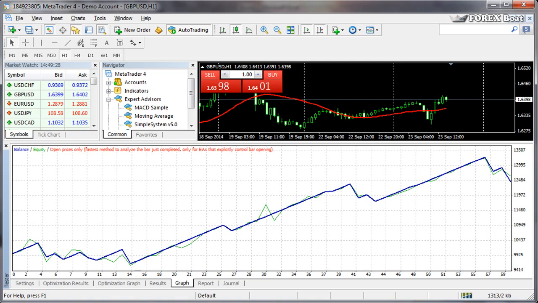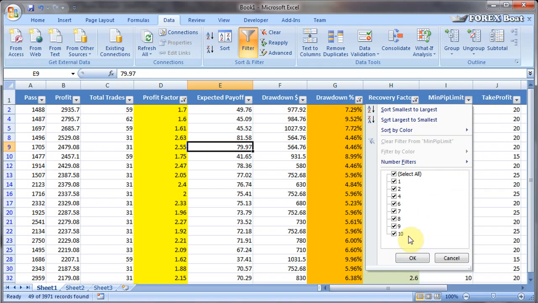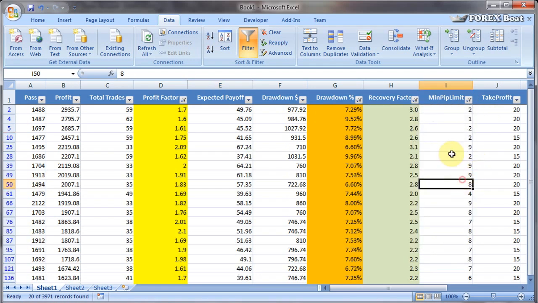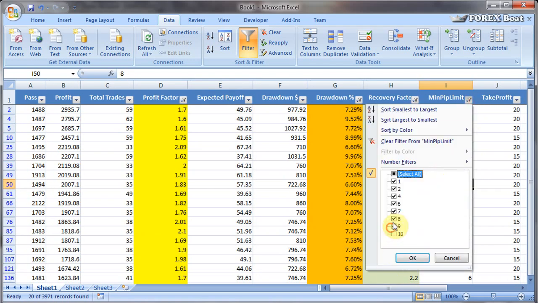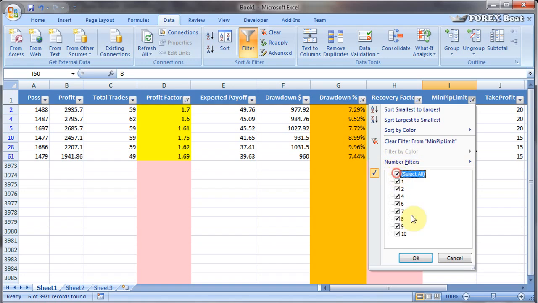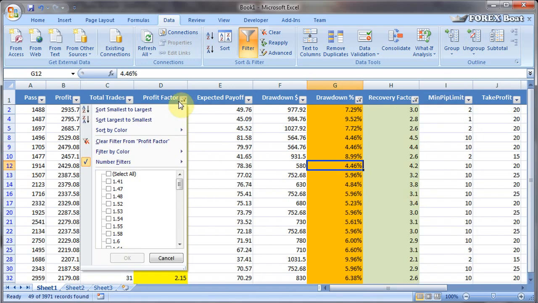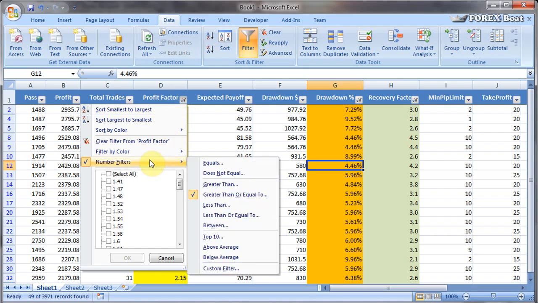or real test. What else you can do now is that you can maybe do some further analysis and maybe take out the min pip limit that you don't like. Say if you don't like 10, or you don't like 9, 8, 7, 6, all of those, then you'll be left with small min pip limits. You can analyze other parameters, or you can even make the criteria more stringent.